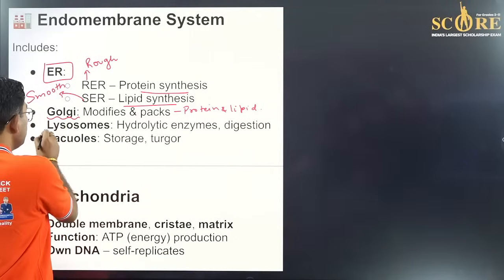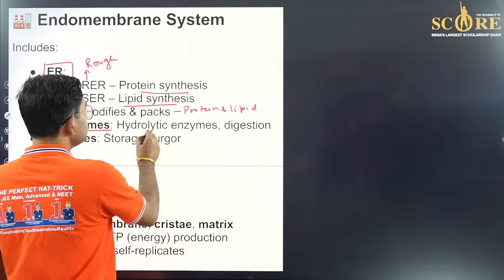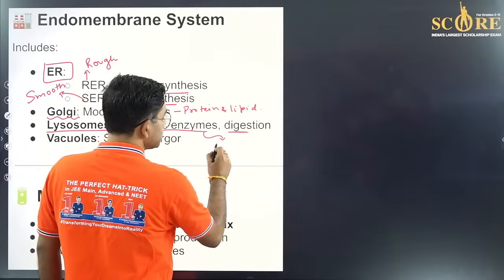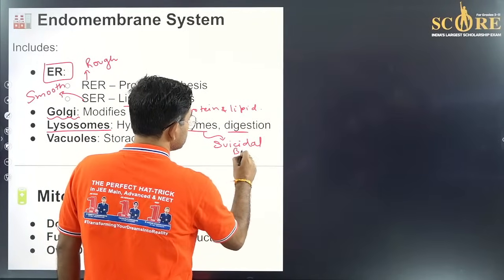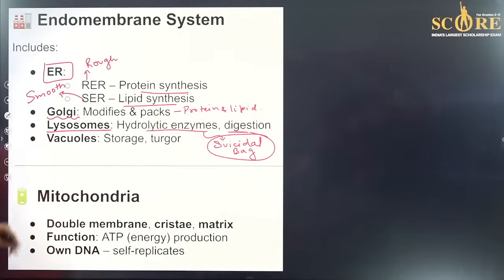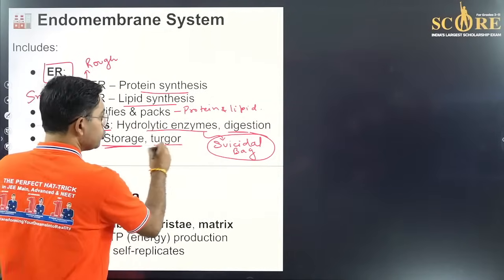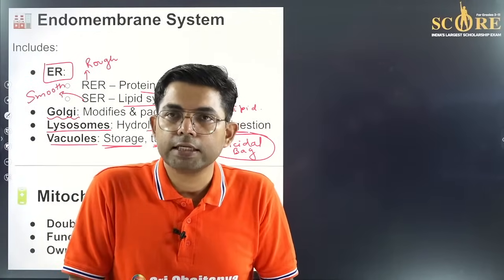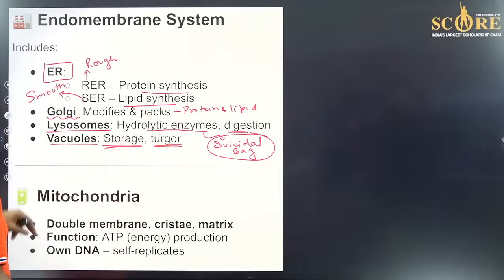Then lysosome, you all know, it is also called as the suicidal bag of the cell. So lysosome has hydrolytic enzyme and it is involved in digestion, and because of this it is called the suicidal bag of the cell. The vacuoles are present inside, and vacuoles are used for storage, and they also provide pressure into the cell. They maintain the pressure inside the cell. Cell do not become very loose. It remain turgid.